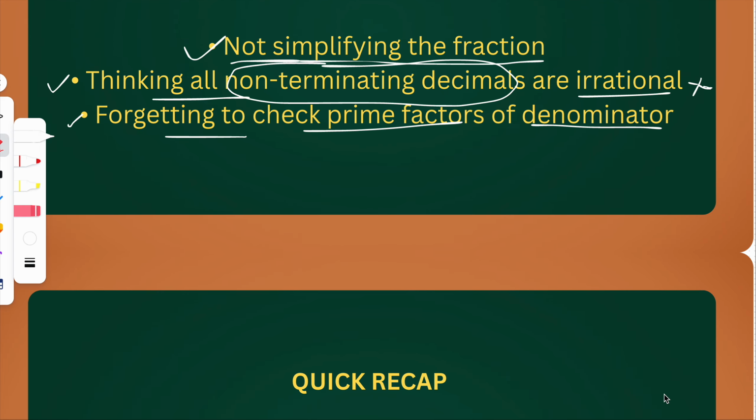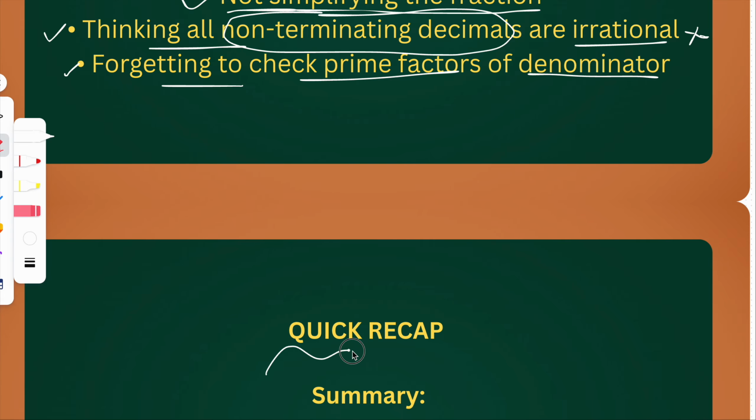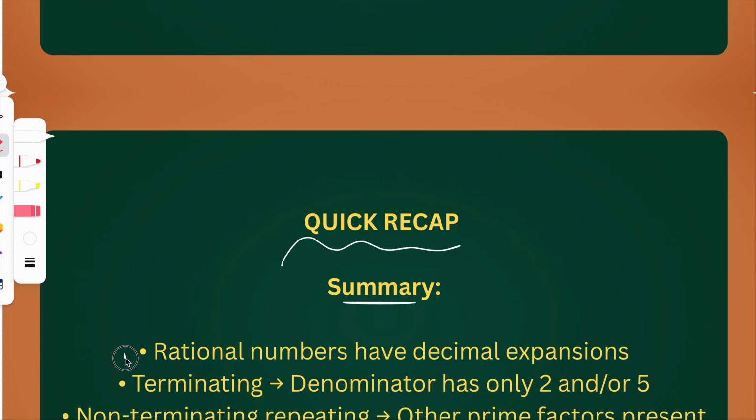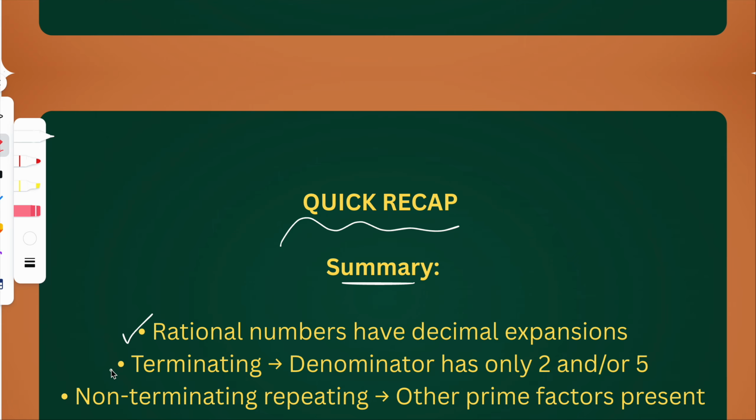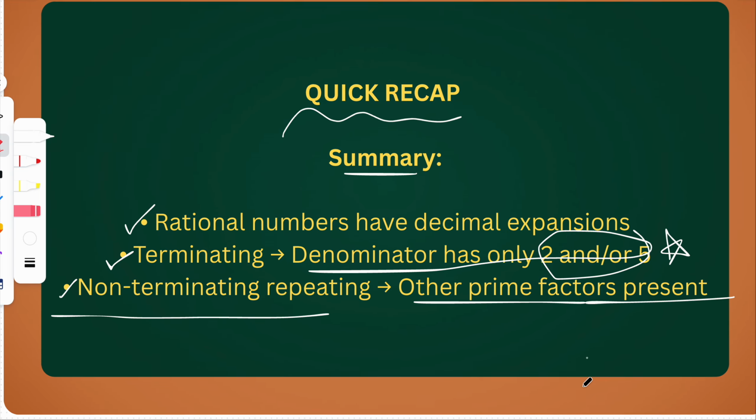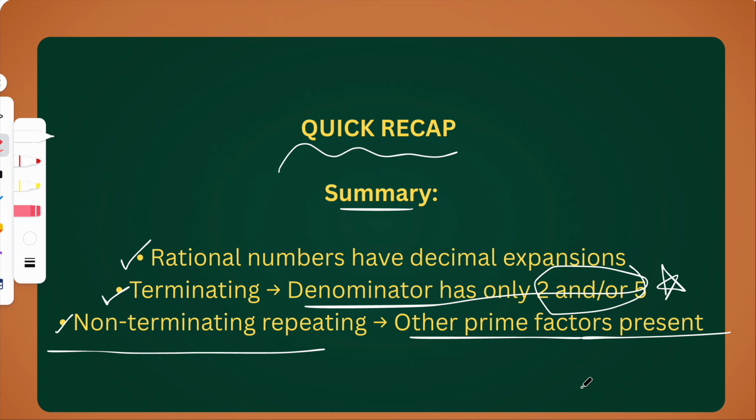Got it? Yeah, so now let's do a quick recap. The summary basically: rational numbers have decimal expansions. अगर कोई terminating decimal expansion हो तो उसे check कैसे करते हैं? Denominator has only 2 and or 5. This is a key point. Thirdly, non-terminating repeating के लिए other prime factors present, मतलब 2 और 5 के अलावा. Got it? So that's it for today's video. We'll meet in the next video. Thank you.